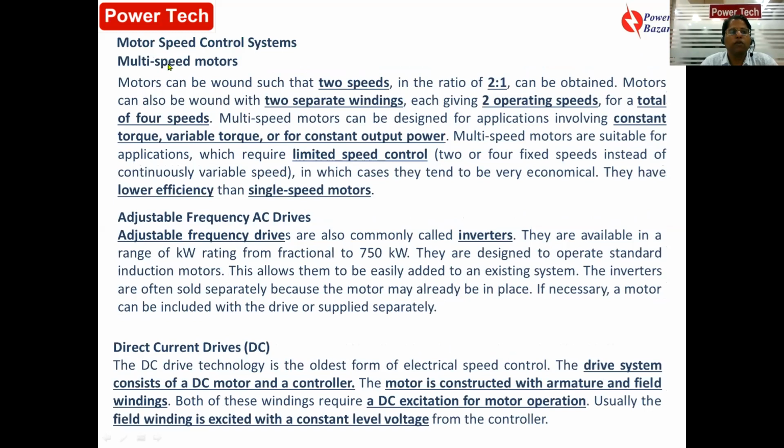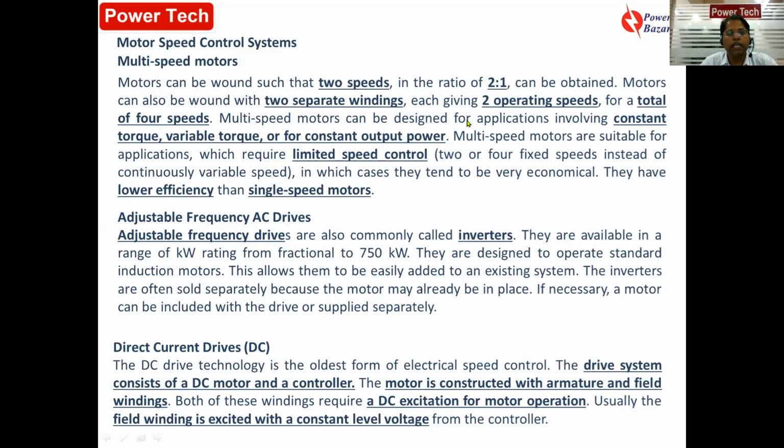Now, normally one option is to go for multi-speed motors. That means you employ two separate windings in one motor. With these two separate windings, we'll have two speeds. Now, by interchanging these two separate windings with each other, in total we can get four speeds. So we can have a multi-speed motor by having two separate windings in which we can get a total of four speeds.